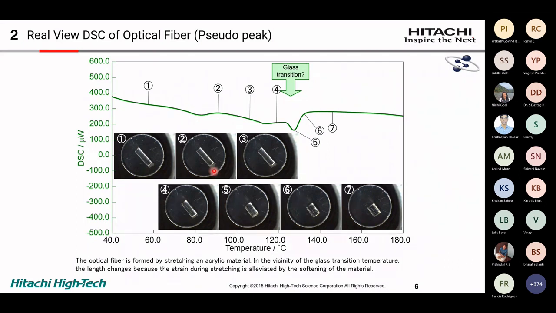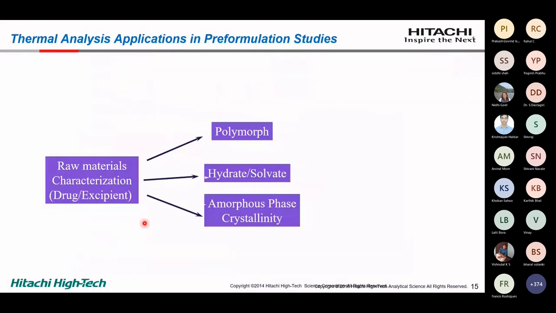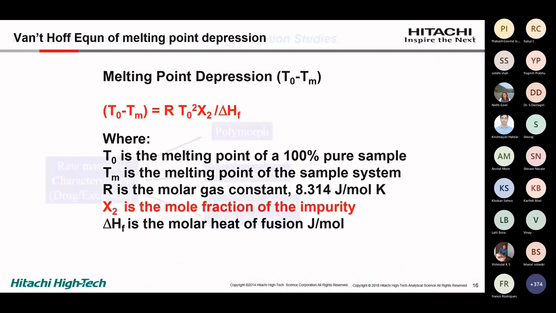I have shown you an example for a polymer, but this can be very useful for a pharmaceutical environment where people are looking for a change in polymorphs with respect to temperature. Up till now, we have discussed most of the applications related to the polymeric industry. Let us come back to the pharmaceutical industry.